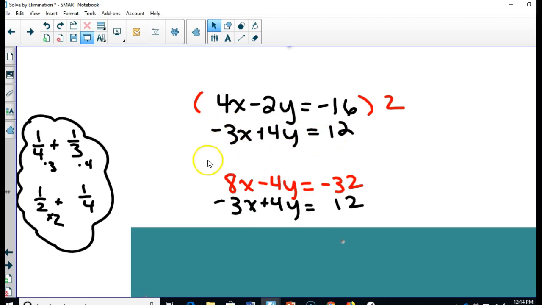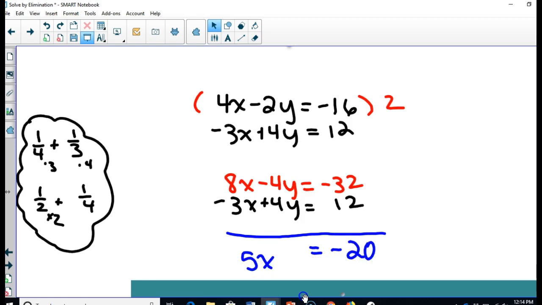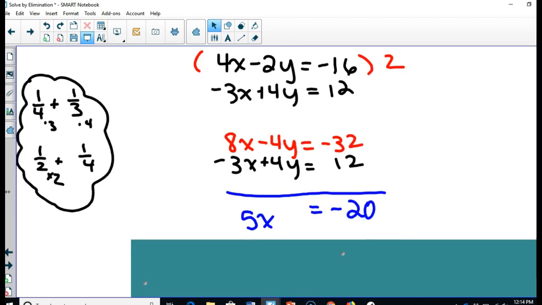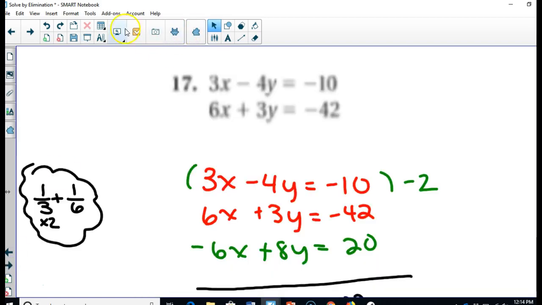I rewrote this black equation below just to stay organized, and now I can combine. The y's cancel, and I'm left with 5x is equal to -20. I'm going to let you solve the rest. We solve for x. We take that answer and we plug it into one of these equations and solve for y. Let's do another one.